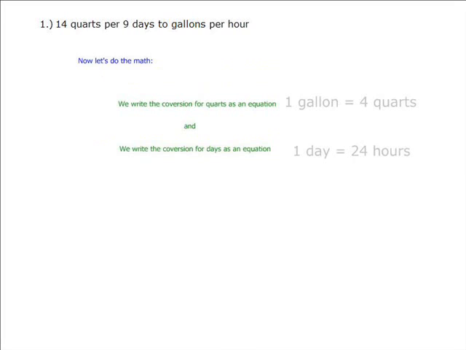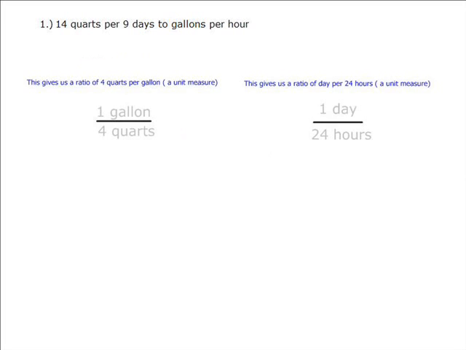Now let's do the math. We write the conversion for quarts as an equation. 1 gallon is 4 quarts. And we write the conversion for days as an equation. 1 day is 24 hours. This gives us a ratio of 4 quarts per gallon, a unit measure. It also gives us a ratio of 24 hours a day, another unit measure.